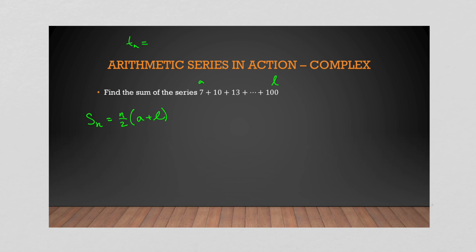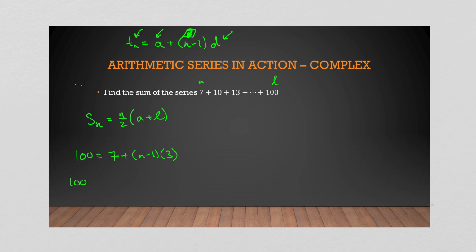But the good news is we can get N using our Tn equation. So we're going back to an arithmetic sequence for a second. Because if you think about the equation for the arithmetic sequence, we know the nth term, it's 100. We know A, we know D, we just have to solve for N again, right? This is our big one. So let's do that first.